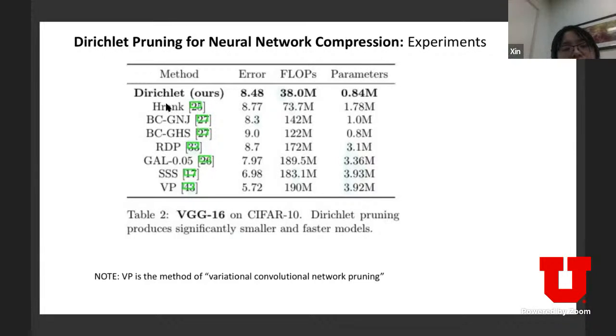Yes, but you can compare with HRank or BC-GNJ. I didn't check what BC-GNJ is, but HRank is also a very popular method for channel-based pruning. For this one, the remaining parameters are half, and the performance is better. So I think this method is not bad. And for VP, the parameters are about 5 times those of the Dirichlet.